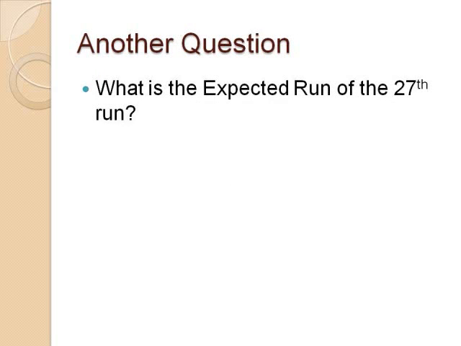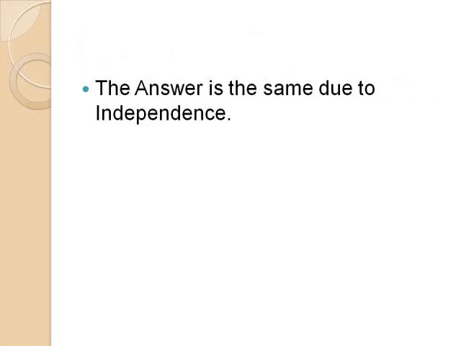Okay, now suppose we are also asked to calculate the expected length of the 27th run, for example. The question might seem tricky or hard at first, but we know that all the runs are independent of each other, so the answer basically remains the same. So the expected length of each run is 4.25. So this sums up the question.